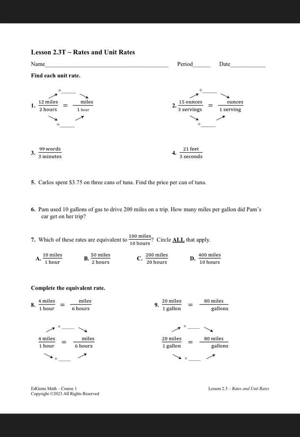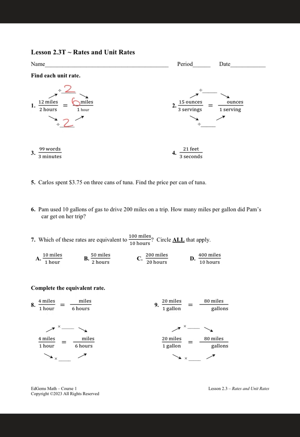So number 1, we've got 12 miles in 2 hours, and we want to find its unit rate by dividing both the numerator and the denominator by 2. 2 divided by 2 is 1, so we get 1 hour. And then 12 divided by 2 is 6. So we get 6 miles in an hour.